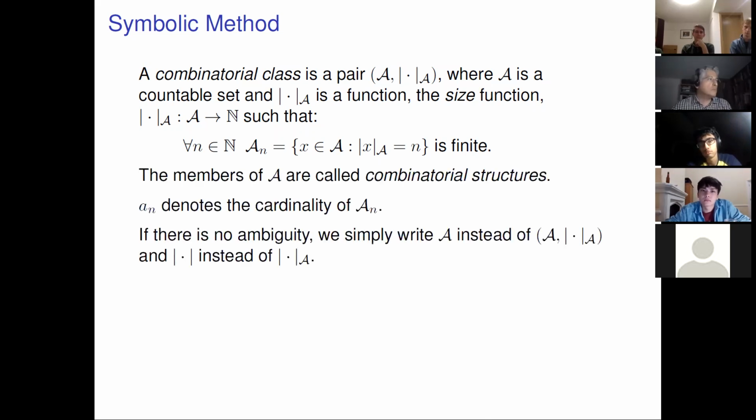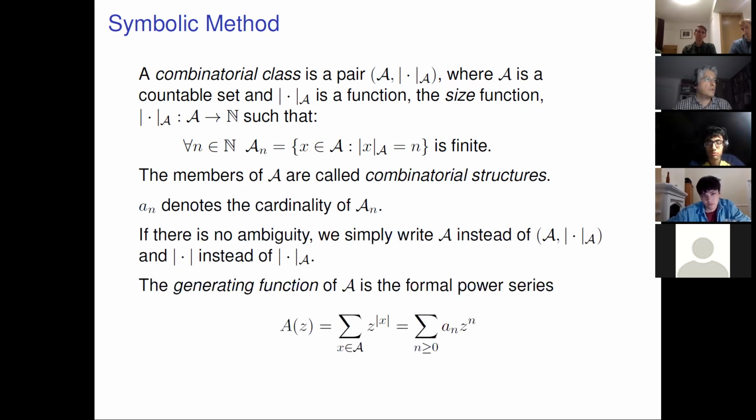So, well, some notation. We use a sub n to denote the number of elements of A that have size n, and when it's clear, we will simplify the notation. So then the generating function of A is this formal power series. Well, this is the standard way of defining it, but this form of defining it is really useful. You will see, and it's easy to see that both are the same, because A sub n is the number of members that have size n.